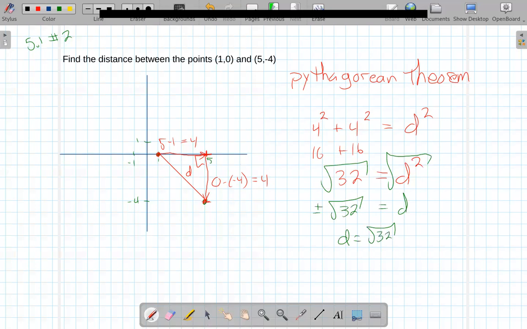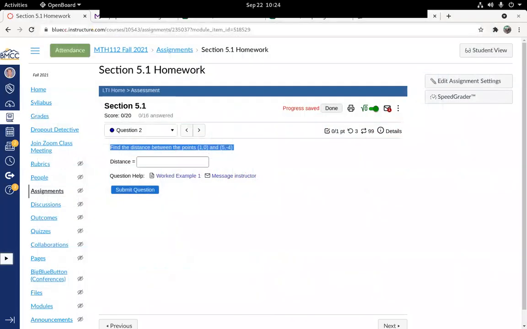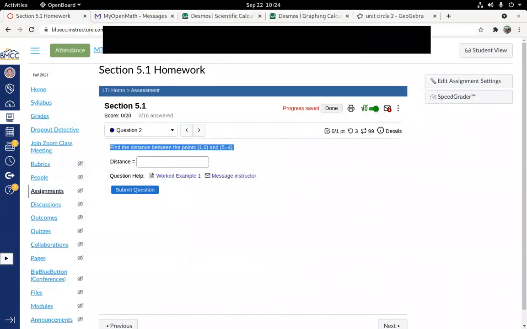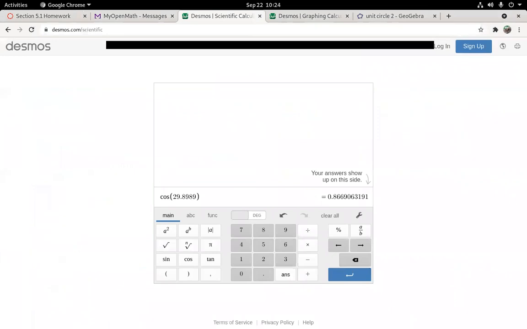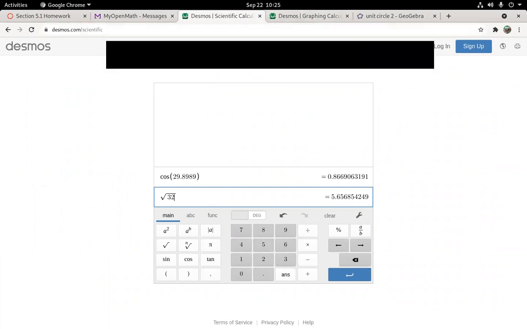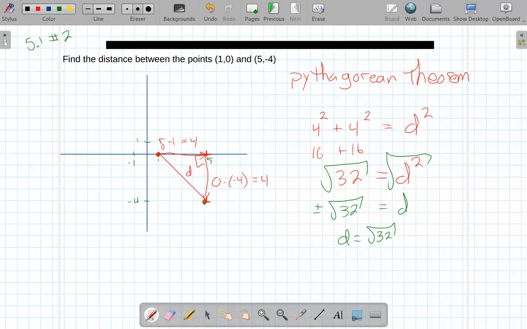Let's see if that seems right. In this picture here, it's got to be the longest side, so that is bigger than 4. So let's check with the calculator to see if that's a reasonable number, the square root of 32. I'm going to use Desmos Scientific. What is the square root of 32? And I get 5.657 if I go for 3 decimal places. So that is about 5.657.